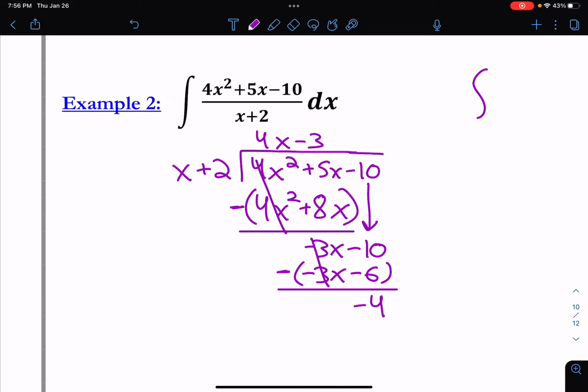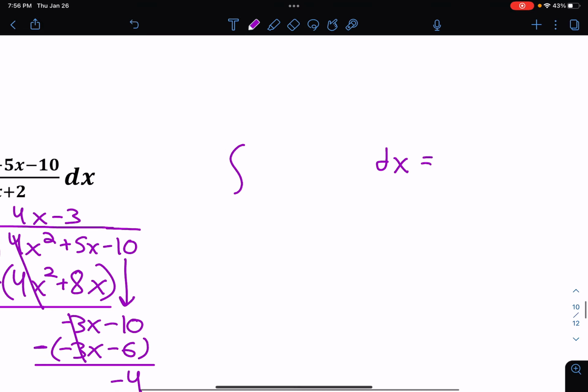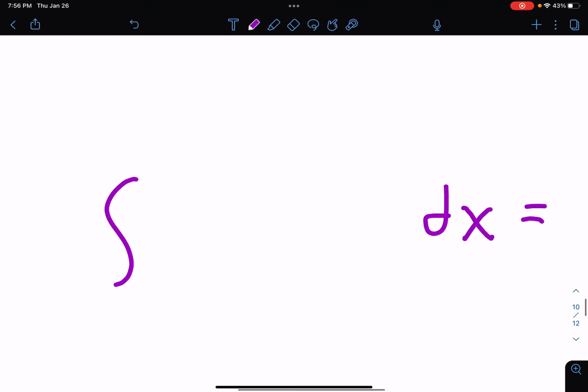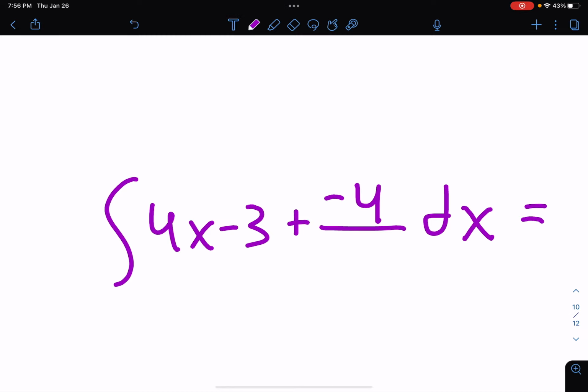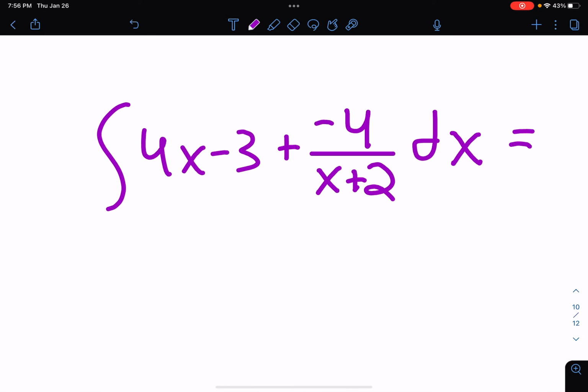So let's take the quotient and then our remainder, and we can rewrite our integral. So this is going to be 4x minus 3. And now you can write this a couple of ways. I like to write a plus, and then whatever my remainder is, I'll just throw in my numerator. You don't have to do it like this. If you'd rather just write minus 4, that's totally fine. But this is going to be over x plus 2. It's not going to affect your answer. You're going to get the same antiderivative no matter what.